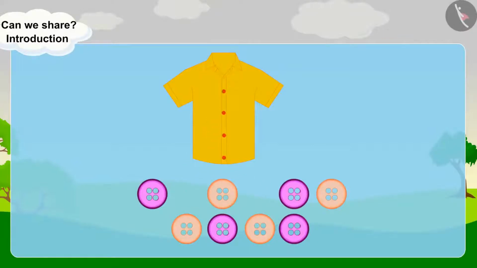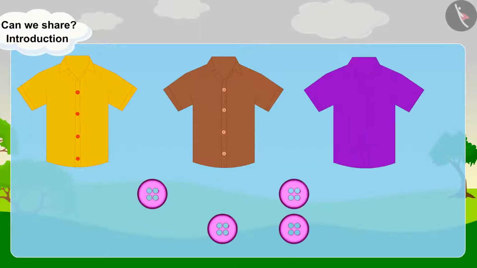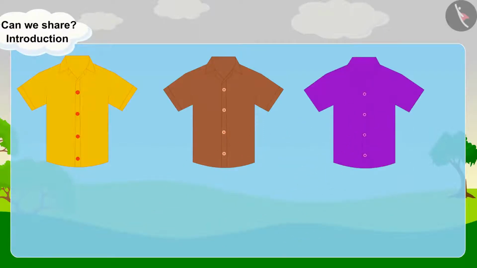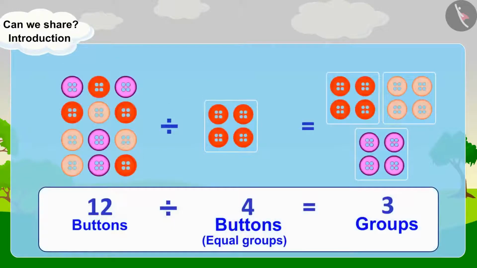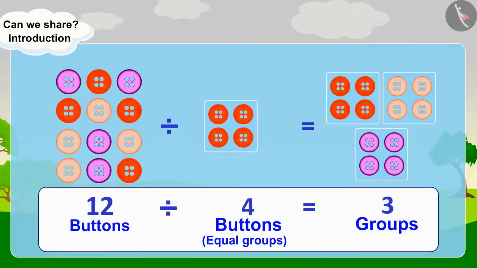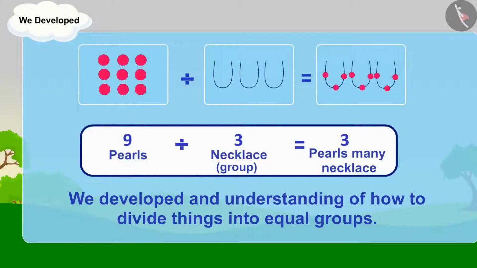After putting 4 buttons on the first shirt, the tailor had 8 buttons left. Now, 4 buttons are left after putting 4 buttons on the second shirt. After putting 4 buttons on the third shirt, all the buttons are over. After creating groups of 4 buttons, 12 buttons were divided into 3 groups. In this lesson, we developed an understanding of how to divide things into equal groups.